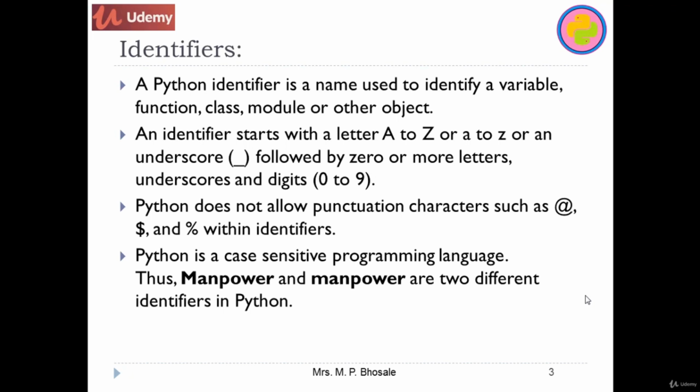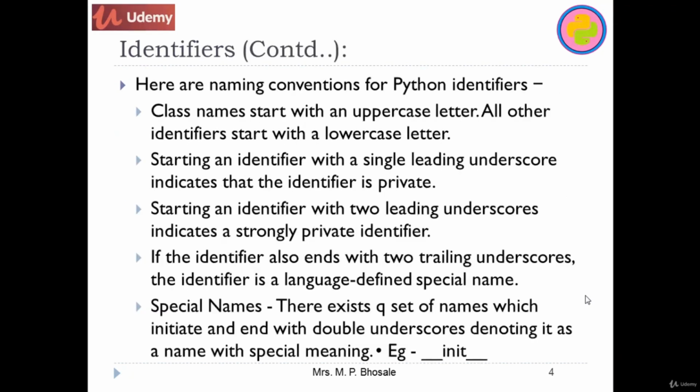It is a case sensitive programming language, so whatever you write in capital letters will not be equal to the same word in small letters. So you have to remember these two things. Next we have some naming conventions, like for class we always use an uppercase letter for starting the name of the class, and all other identifiers start with a lowercase letter.